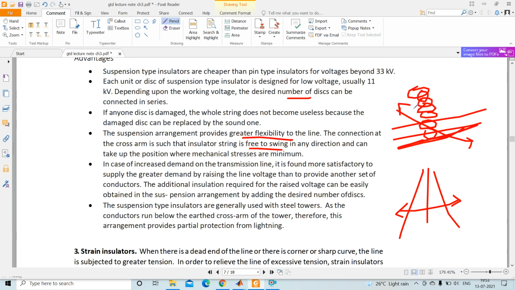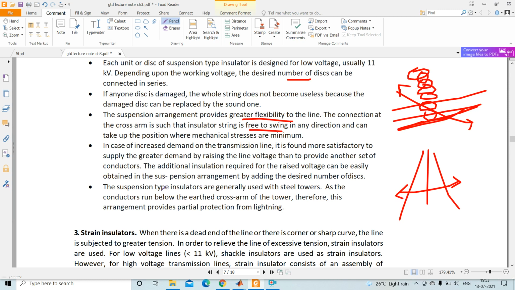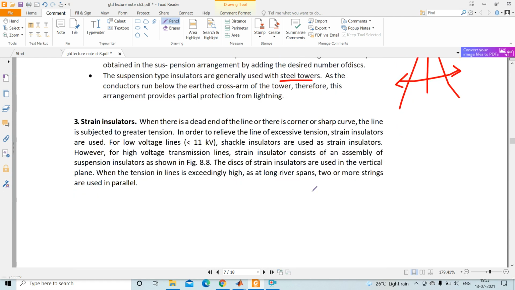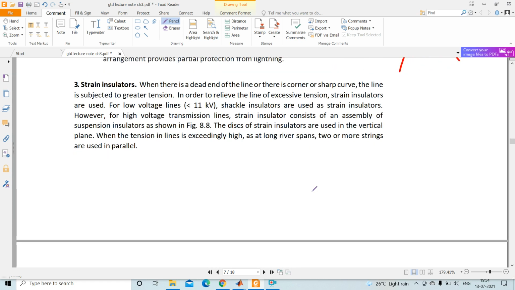Okay, then the suspension type insulators are generally used with steel towers. Normally they are used with steel towers, as the conductor runs below the earthed cross arm of the tower. Therefore this arrangement provides partial protection from lightning. The next type is the strain type insulator.